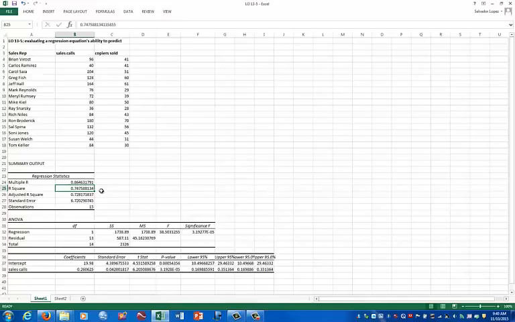or explained by the percent variation in X. So this number, if we multiply by 100, means 76% of the variation in Y can be explained by the variation in X.